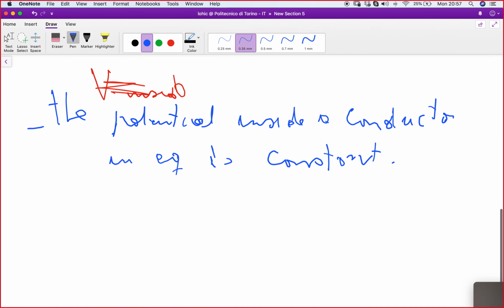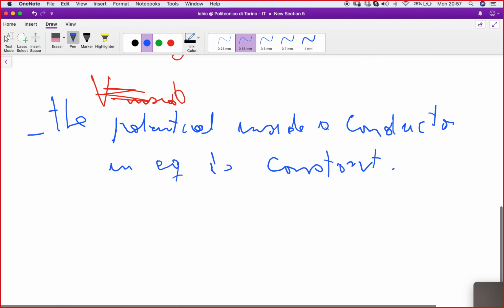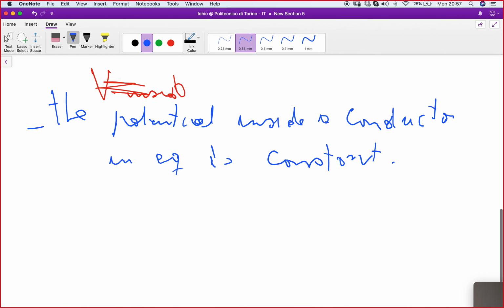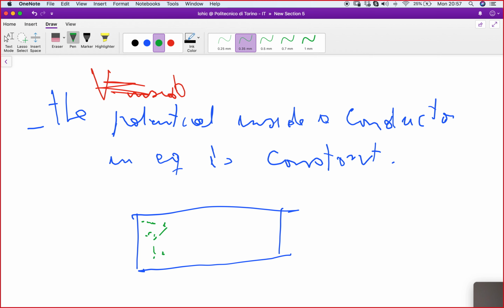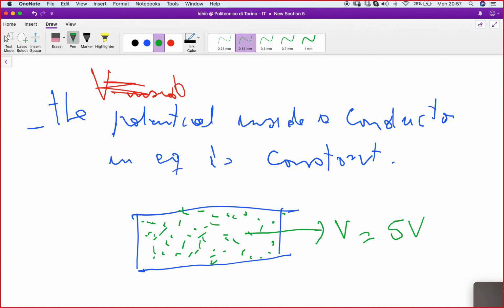If the potential everywhere is the same, now what happened? I want to say that we are doing physics, we are not doing mathematics, okay? Suppose that I give you this conductor, and here we proved that inside the potential everywhere is the same, it is constant. Suppose for example that the potential is everywhere the same and it is equal to 5 volts.